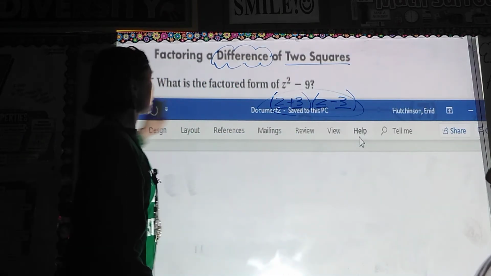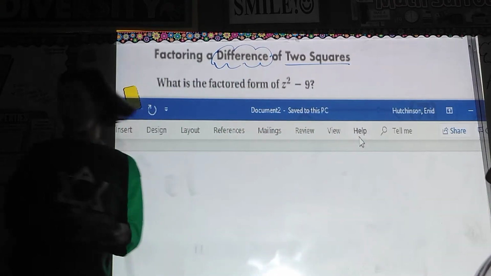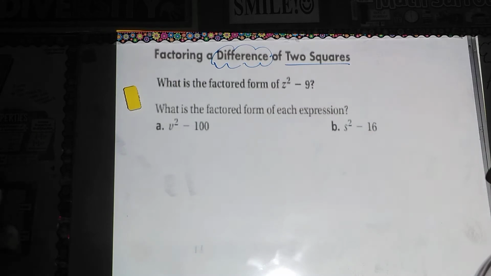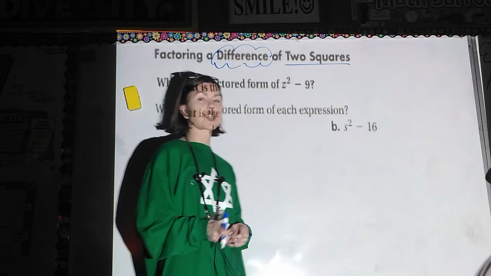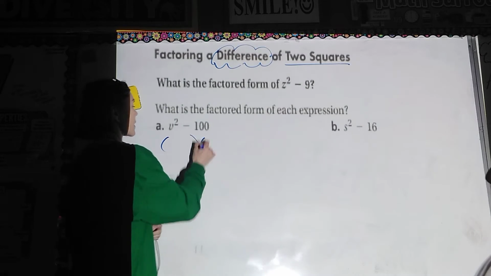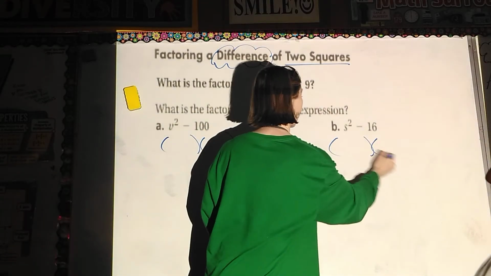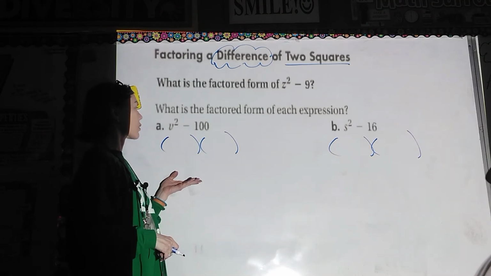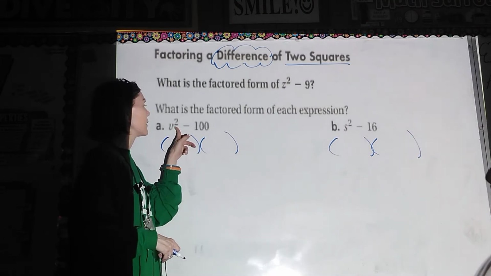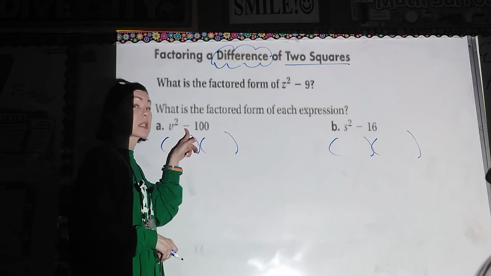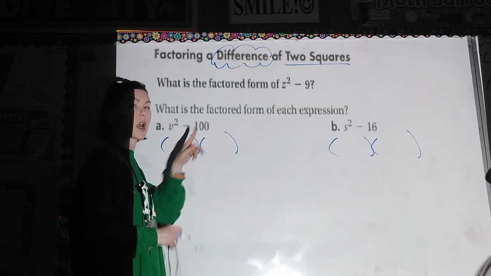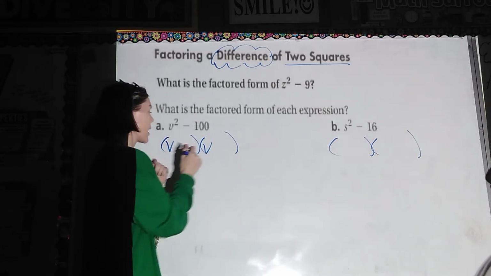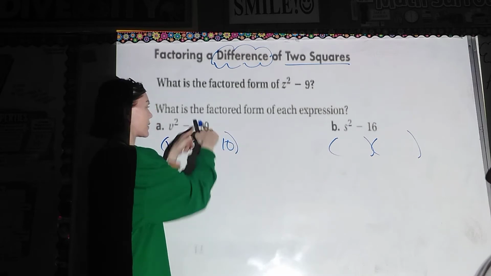Okay, so let's do 2 more examples. Here we go. What is the factored form of each expression? Let's set ourselves up for success and write our 2 binomials. We can see this is pretty easy. V squared, that's a perfect square. That's subtraction, so that's the difference. And 100 is a perfect square. So all we have to do is V and V, because V times V gives us V squared, and 10 times 10 gives us 100.